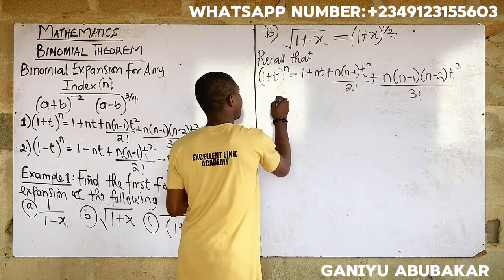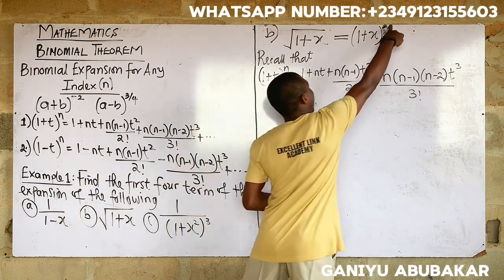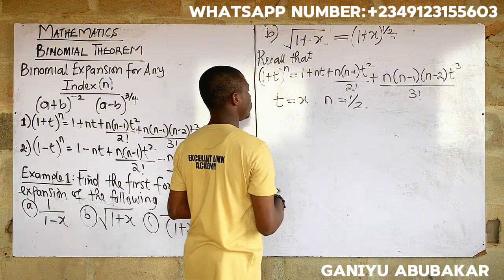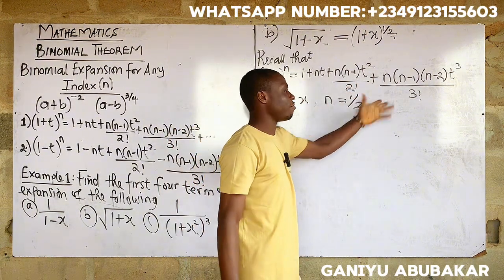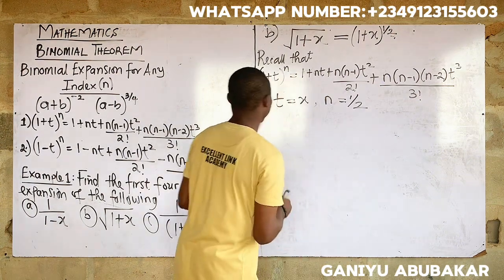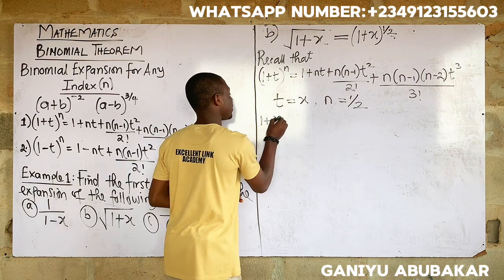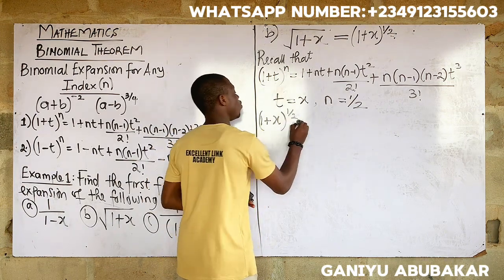So my t there is what? x, comma, n is half. So my n is half. That's all. So put t as x here and put n as half here, and you're off. For me, I will have 1 plus, what's t? That's x, or to power what? n, that's half. If I expand this term, what will I have?